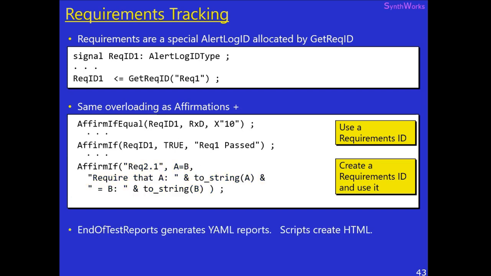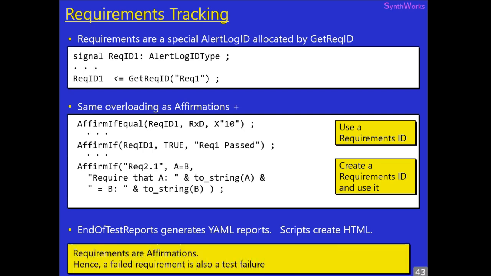End of test reports is going to create YAML reports, and that's going to generate our requirements reports. Requirements are affirmations, so a failed requirement is indeed a test failure. You only have to write the check once. If you checked it as a requirement and it failed, the test fails.